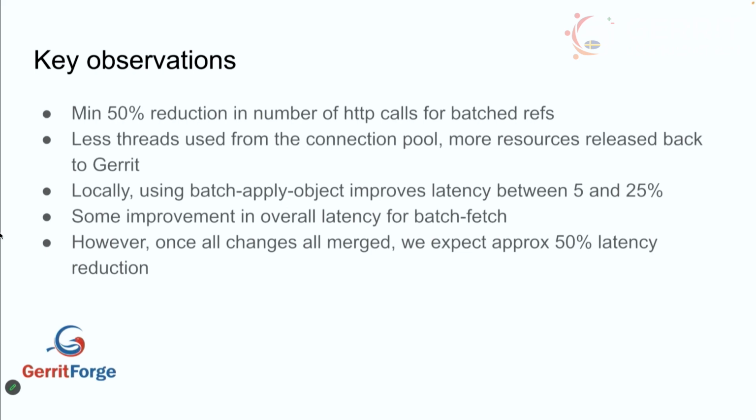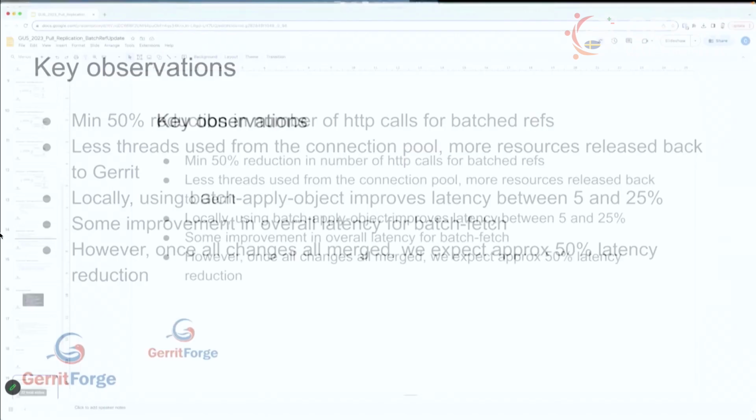From the tests that we have run locally, we have observed latency improvement between 5 and 25% for the batch apply object. Obviously, in a production environment, I think this is going to be slightly higher. We've had some improvement in the overall latency of the batch fetch, but not by much. However, once we merge all the changes, as we saw, we expect roughly 50% latency reduction. And this is going to be the big win here.